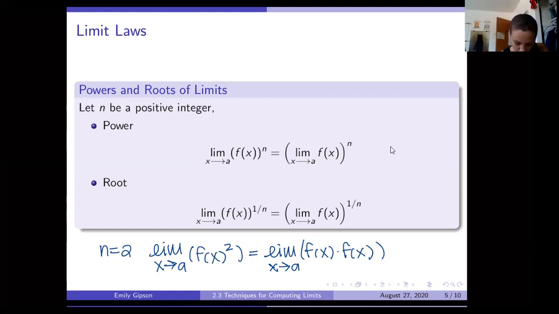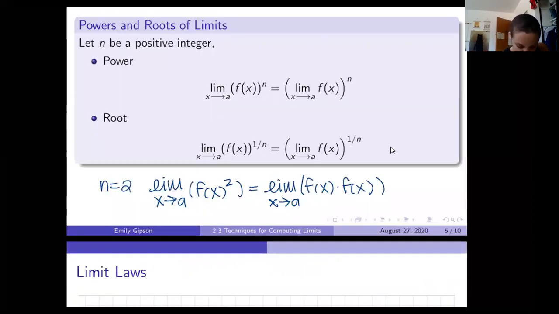Now, if it's true for a power rule, then it better be true for a root. So the limit as x approaches a of f of x quantity to the power of 1 over n is equal to the limit of f of x as x approaches a, quantity to the power 1 over n. And it's true for the exact same reason as the power rule is true. So let's go ahead and use these in practice and see some examples.